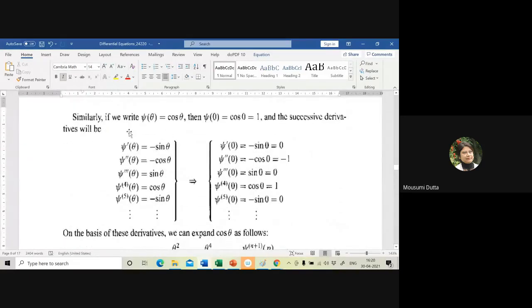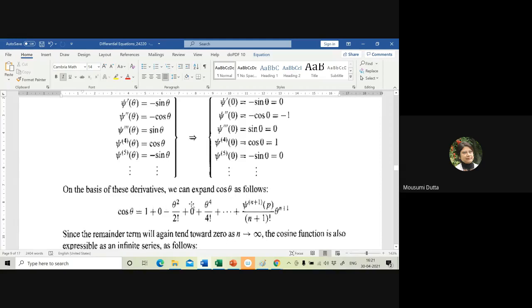Similarly, if we write psi of theta is equal to cos theta, then psi 0 is equal to cos 0 is equal to 1. Then we can take the successive derivatives in a similar fashion. Psi prime theta is equal to minus sine theta, second derivative minus cos theta, third derivative sine theta, fourth derivative cos theta, fifth derivative again minus sine theta, replacing theta by 0 and getting again the range within -1 to +1.